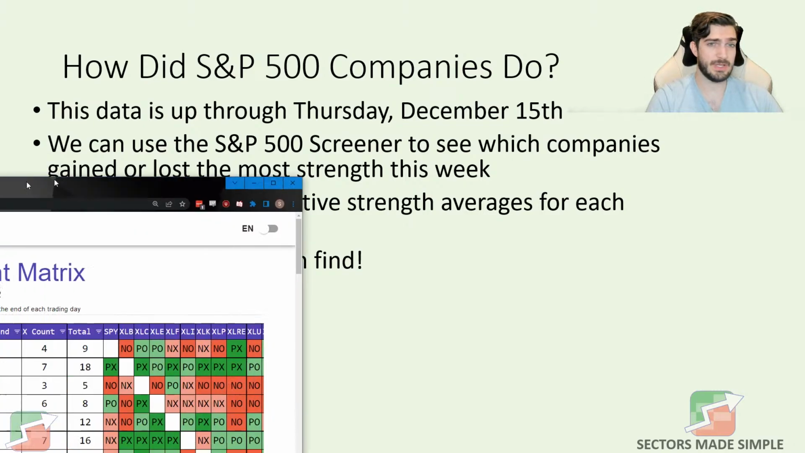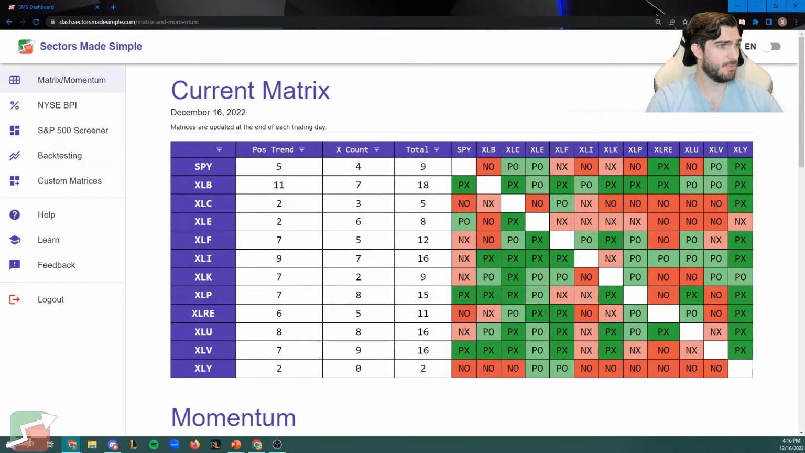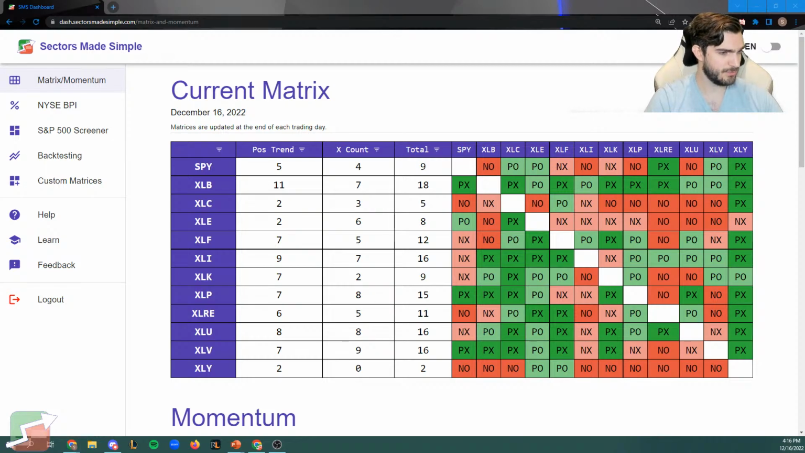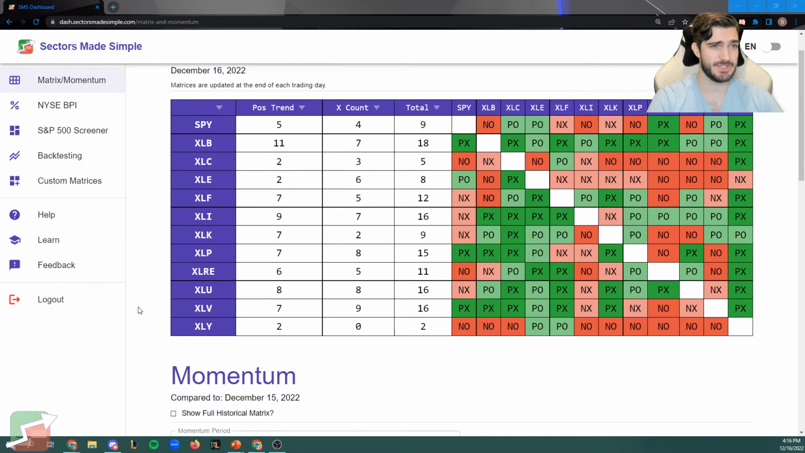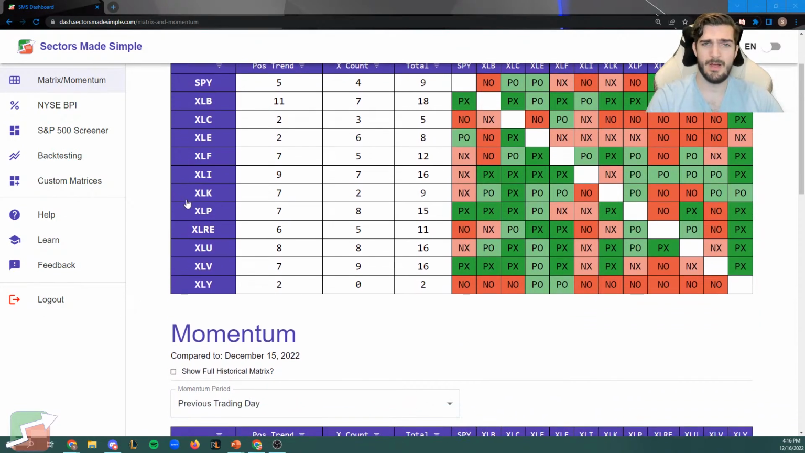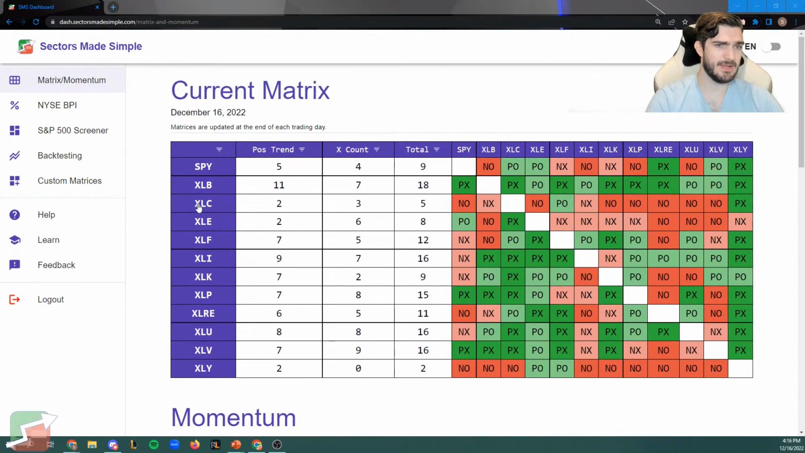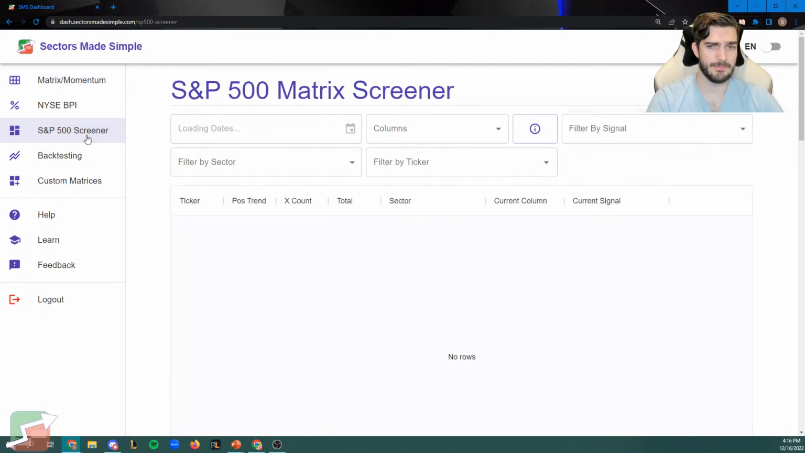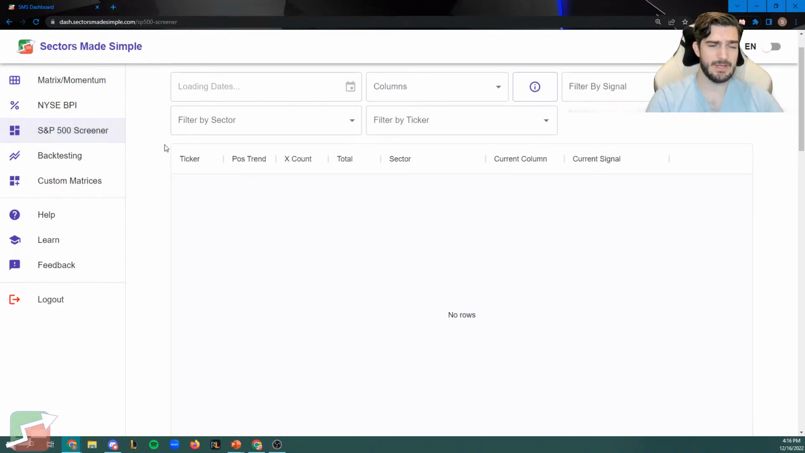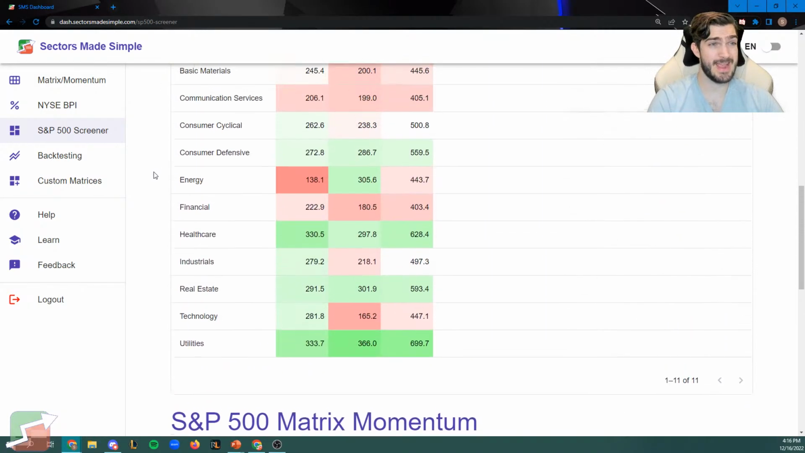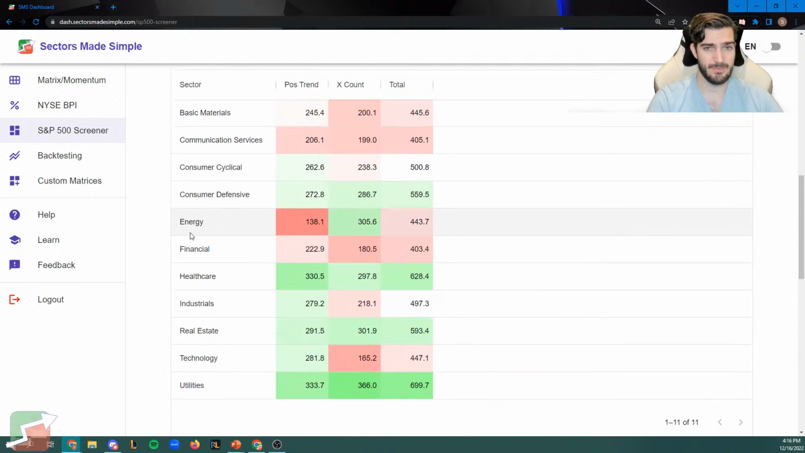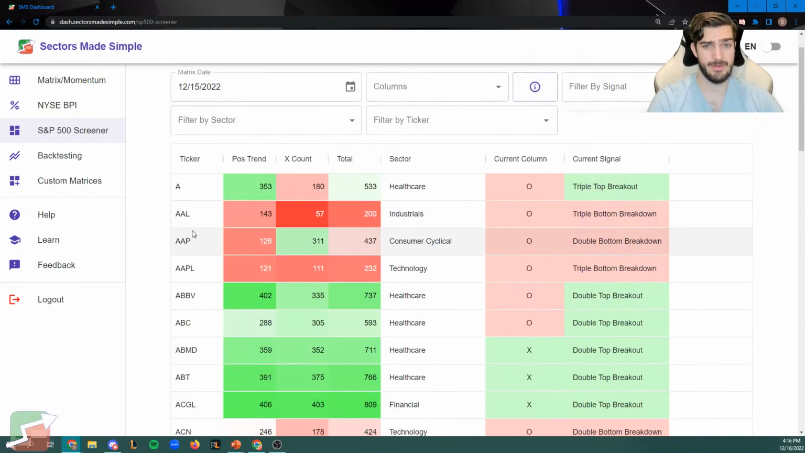So if we go over here and pull up the matrix, what we end up finding, give me a moment, that's the wrong thing. That is definitely the wrong thing. All right, we're just going to roll with this. All right, what we end up finding is under the S&P screener, currently it's loading. Again, this is loading a ton of data. This is quite literally 250,000 stock charts analyzed every day.